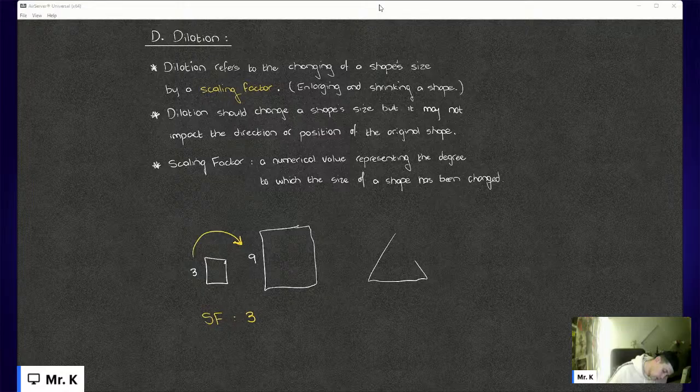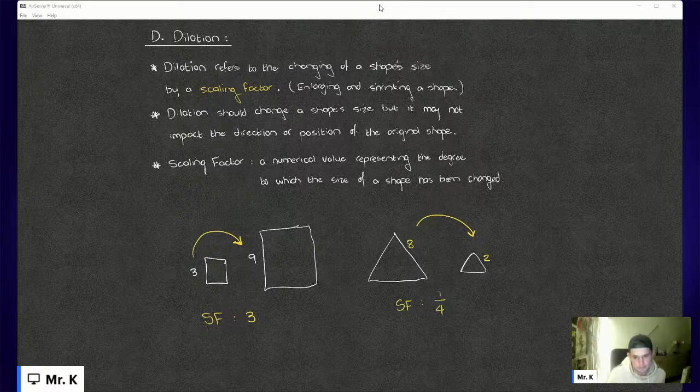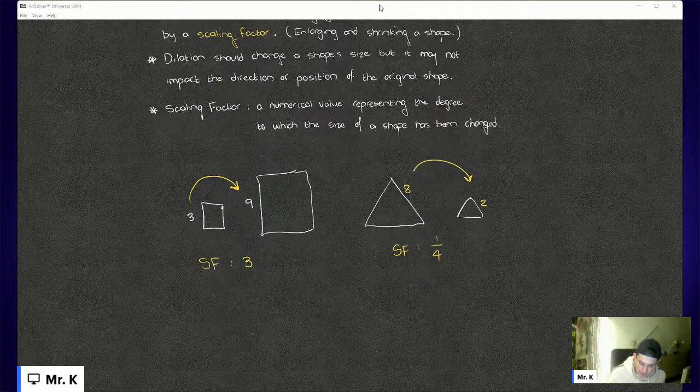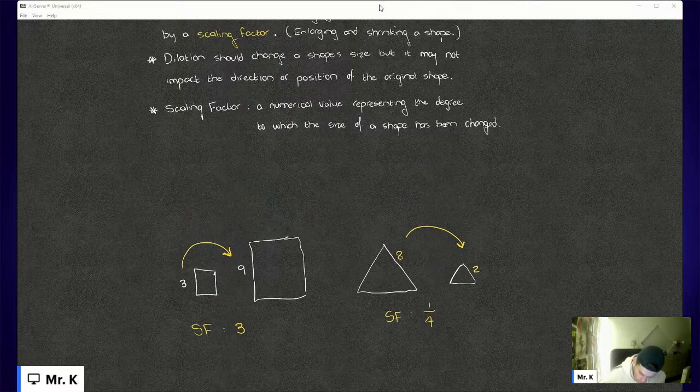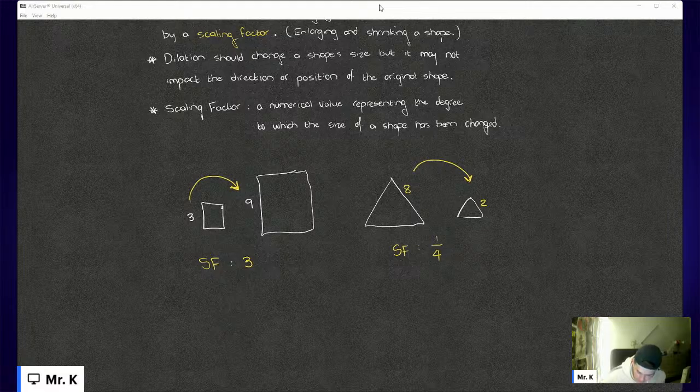If I were working with equilateral triangles and I decided to shrink my triangle, originally it was, let's rather say, 8 units on each side, and now it is only 2 units on each side. How do I move from 8 units to 2 units? Well, our scaling factor is now a quarter, right? So this scaling factor is a number that tells us the degree to which the size of a shape has been changed. What else do we need to know about the scaling factor?